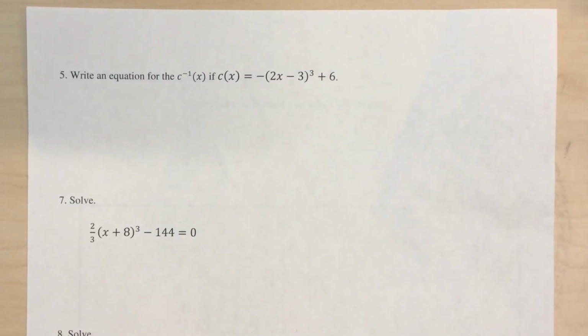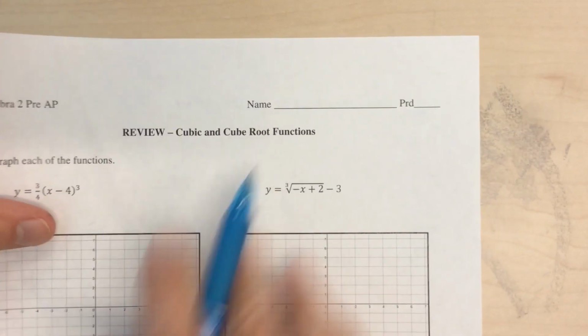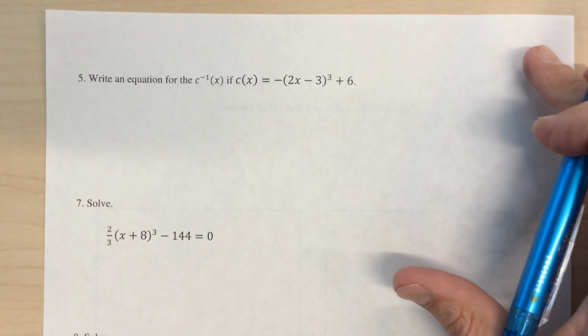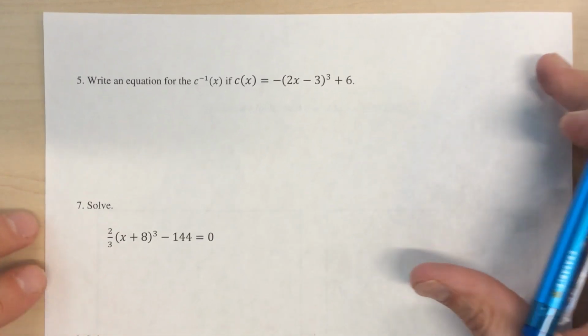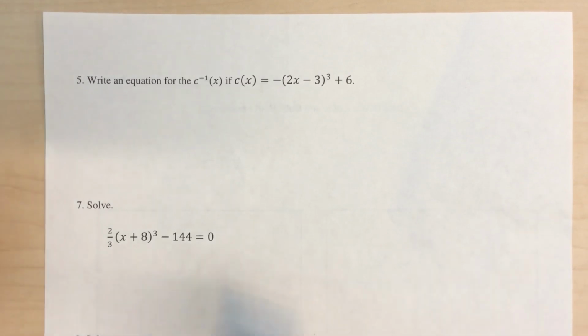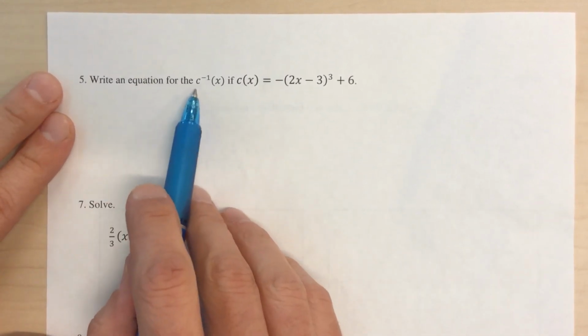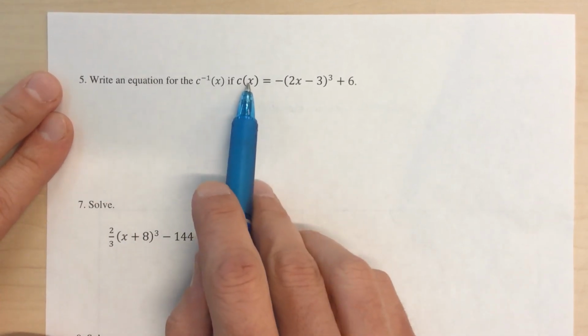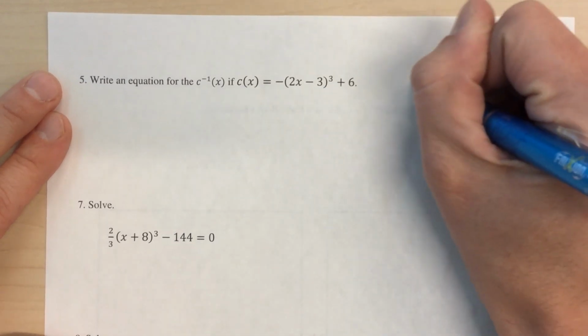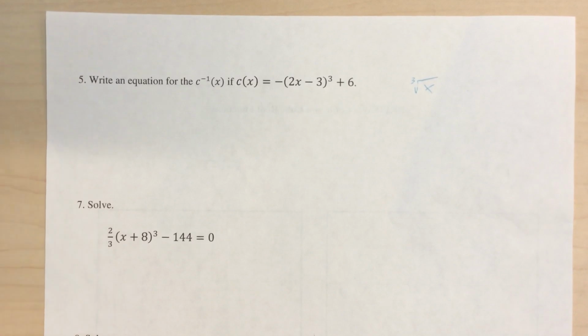All right, part 2 of the review for cubic and cube root functions. In the first part, we talked about all the stuff that related to the graphs, and in this part, it's really just the algebra type things that we're going to be doing. Question number 5, we want you to write an inverse function to a function that would be a cubed function. So ultimately, that means that you'll be getting a cube root type function created here.